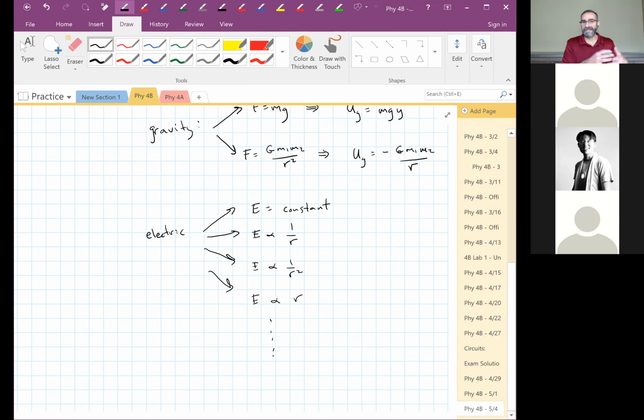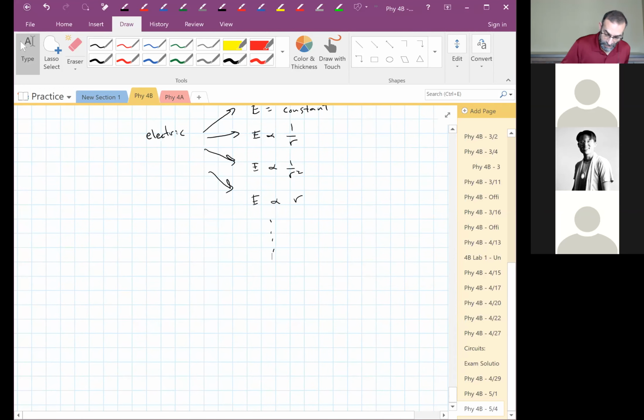The electric force is always changing, depends on the electric field. The electric field could be almost anything, right? There's no 1 or 2 possibilities. There's a whole bunch of possibilities. So we don't have one formula. So what do we do? How do we get our electric potential energy?